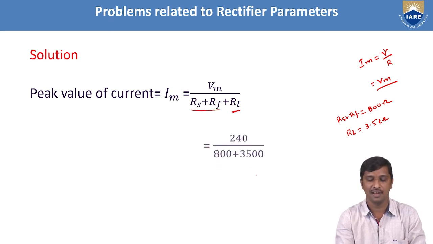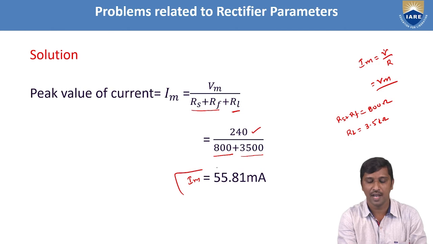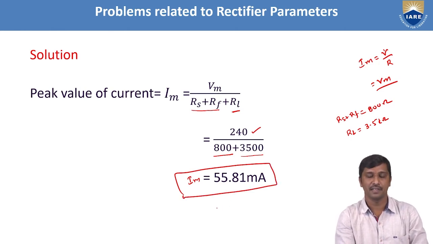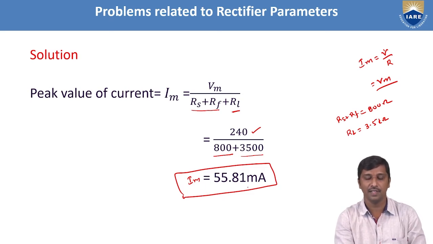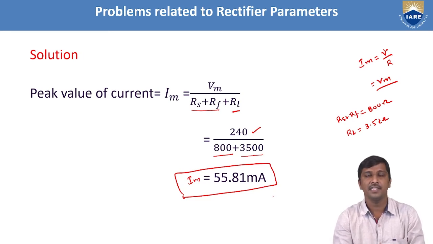So just substitute these values. Vm is 240 volts, Rs plus Rf is 800 ohms, and the load is 3.5 kilo ohms, meaning 3500 ohms. Just solve this ratio, and it gives 55.81 milliamperes. That is the Im value, the peak value of current for a half-wave rectifier. So the peak current Im is 55.81 milliamperes.